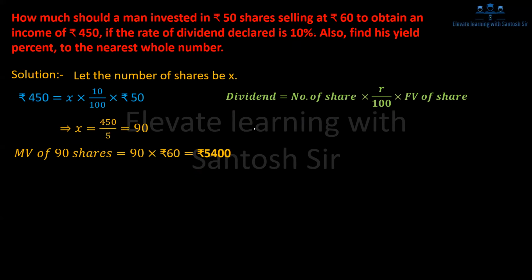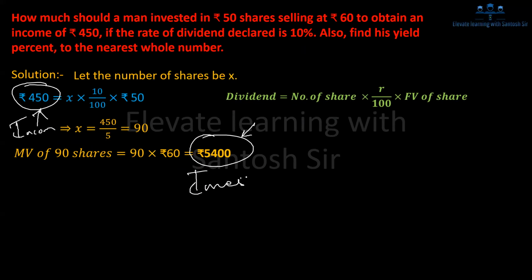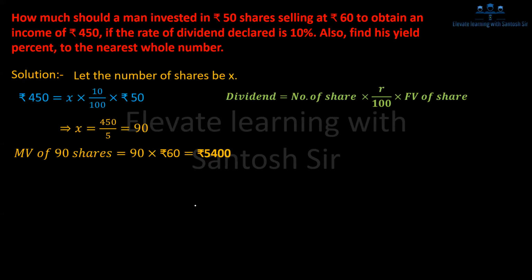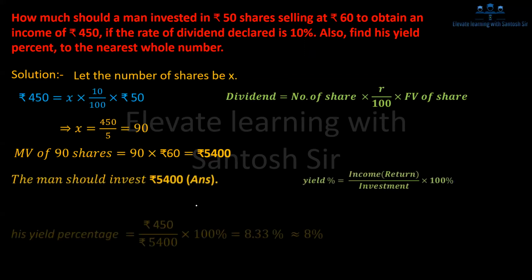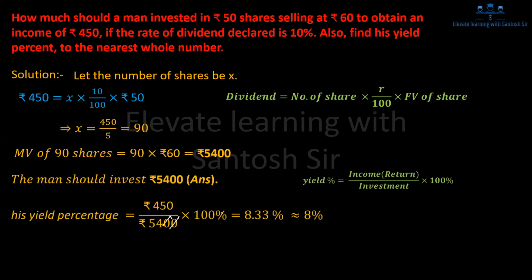Next thing is yield percentage. Now the dividend that he receives is 450 and the investment that he has made is rupees 5,400. So this is the income, this is the investment. We can get his percentage yield by income upon investment into 100%. So we can finally solve this to get the value to the nearest whole number. So that would be 8%. I hope you have understood all the problems and this question as well. Let us continue.